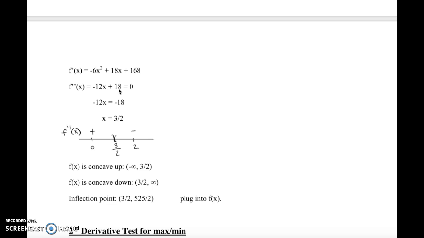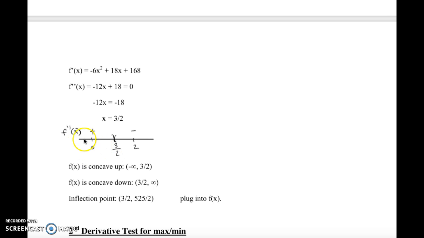Now remember, our inflection point is where this becomes 0, so we set our second derivative equal to 0 and solve. We have negative 12x equals negative 18, so x is positive 3 over 2. What we're going to do is test a value to the left and to the right of 3 over 2. Remember, 3 over 2 is about 1.5.